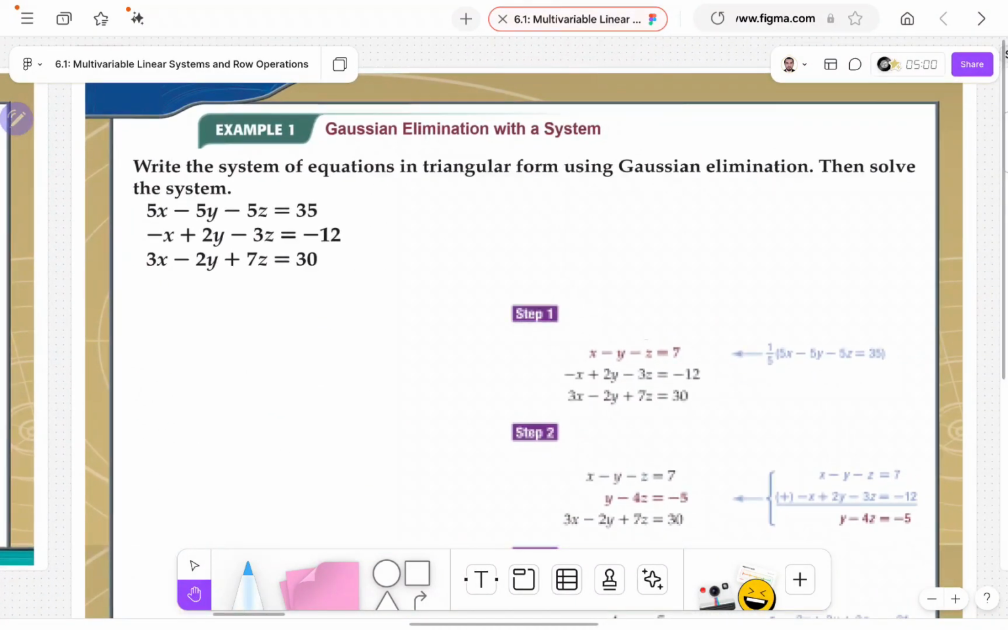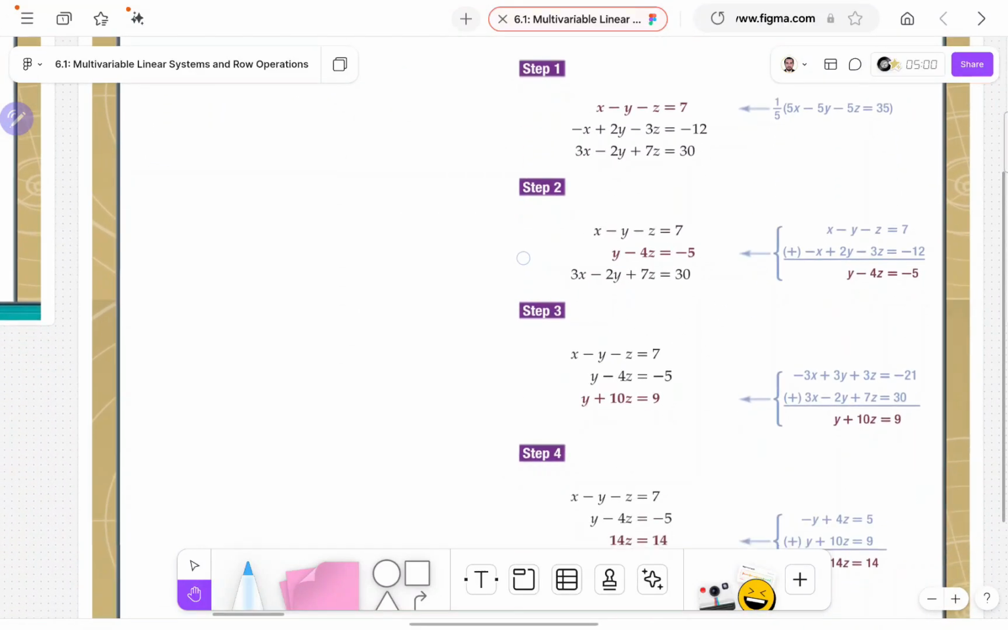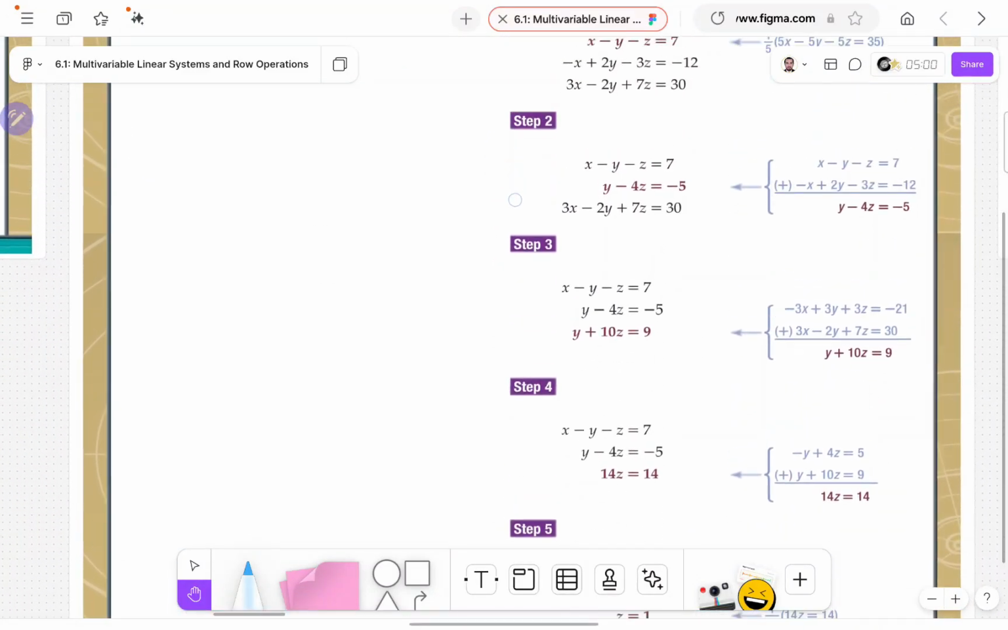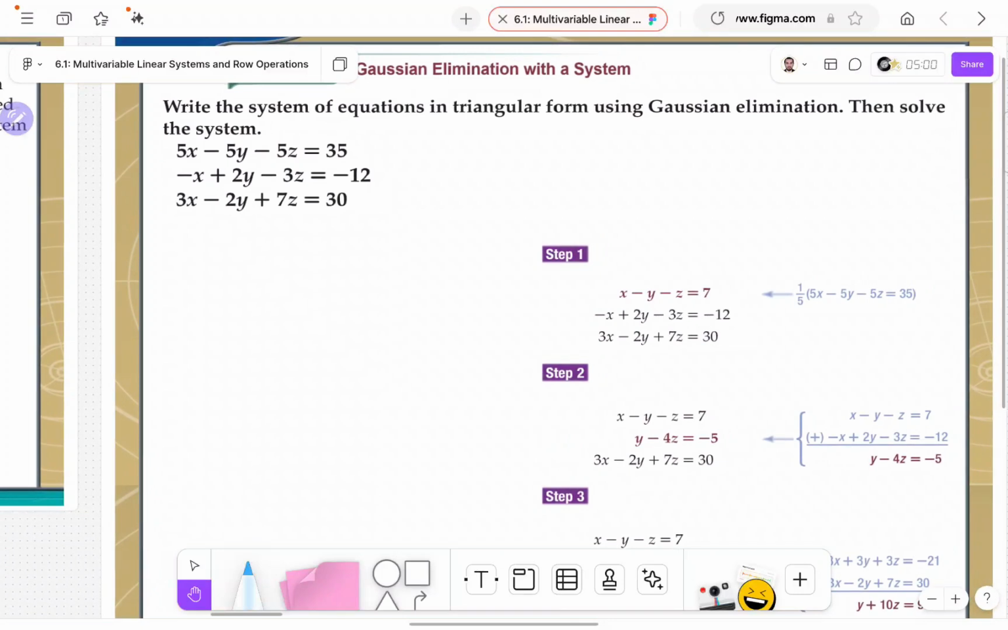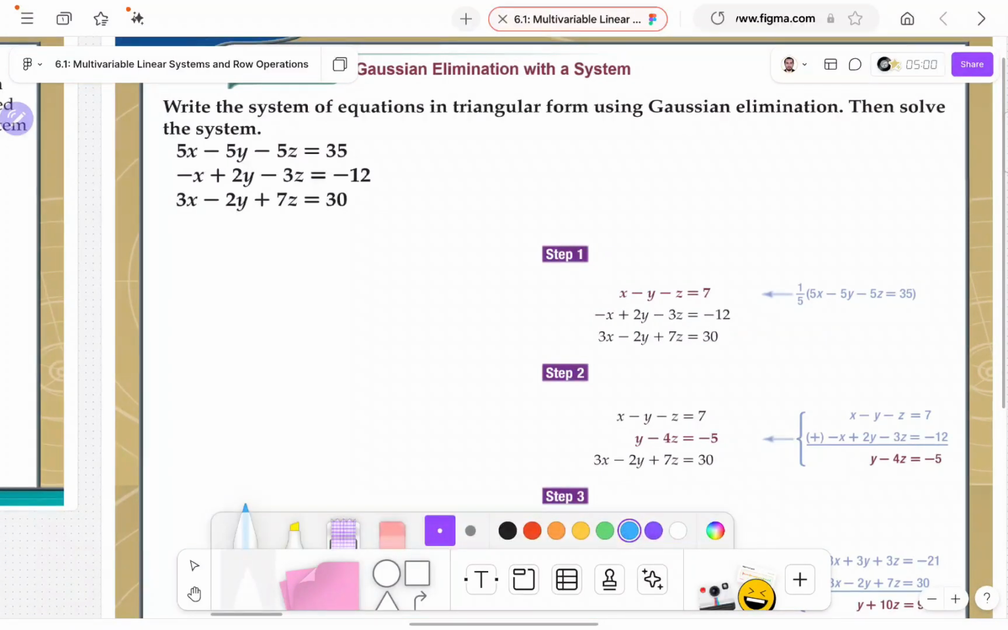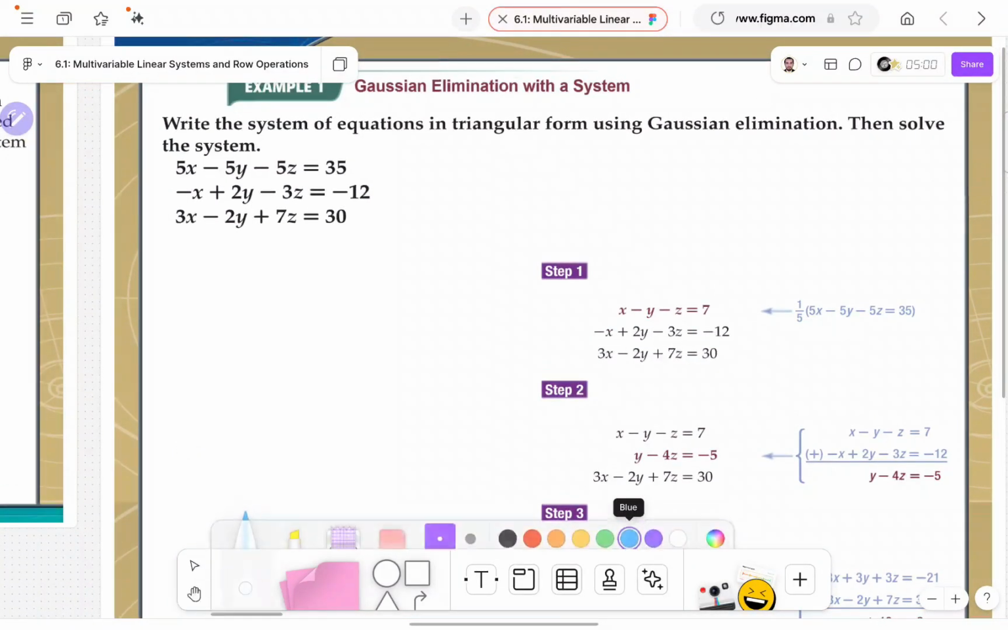After we understand the Gaussian elimination, here the book just explained the steps step by step. We are going to go through these steps, but first let me just tell you the tricks, or the steps, for how we can solve them. First thing, write the system of linear equations in triangular form using Gaussian elimination.